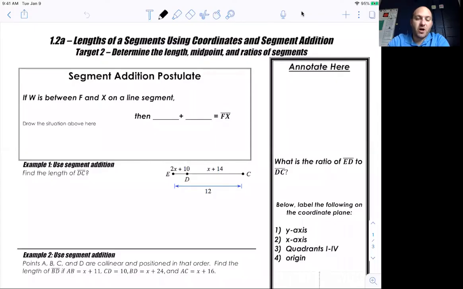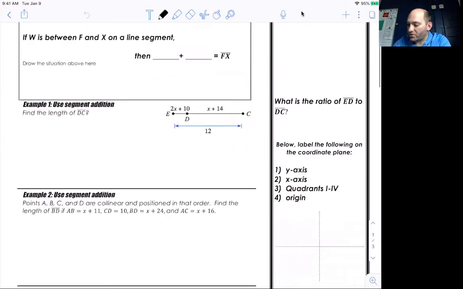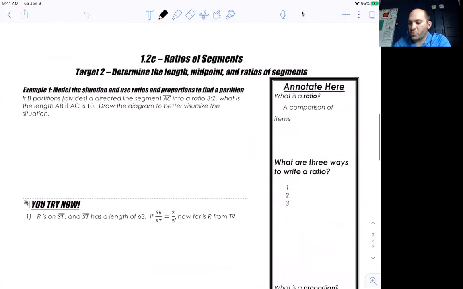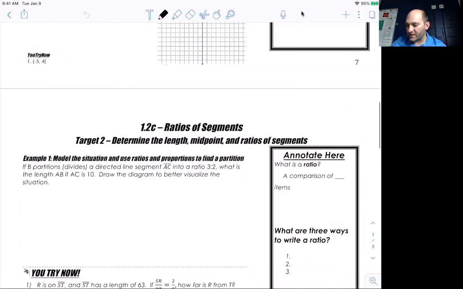Hey everybody, it's Mr. Carr again, and today we're going to be talking about 1.2 Day 1, lengths of segments using coordinates and segment addition. Actually, it's not in the title, but we're also going to do 1.2C, ratios of segments. We're just working with segments today.